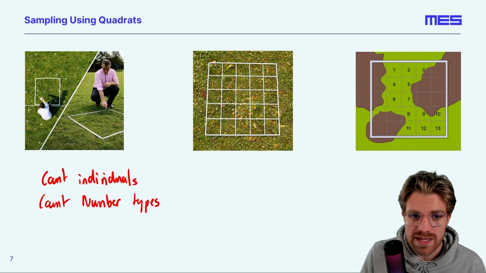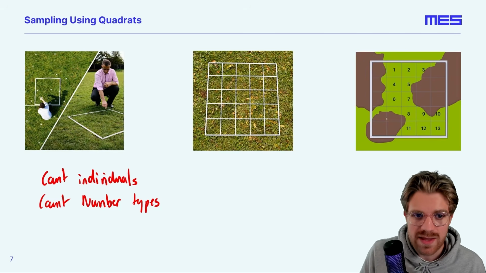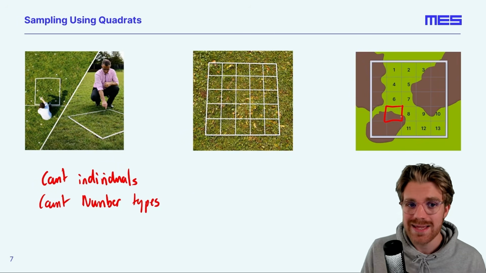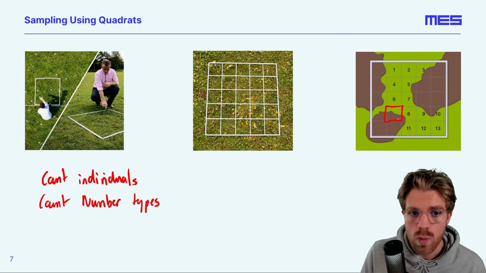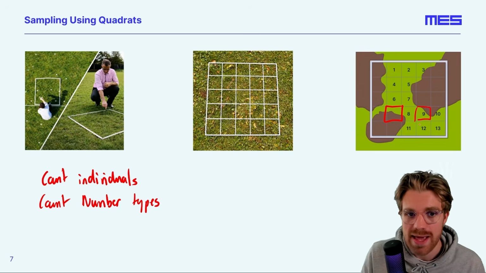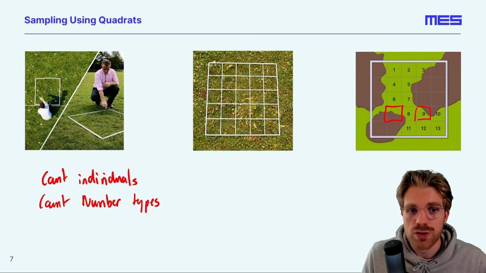The reason why we've done that is because we want to stay consistent with which squares we are counting. Take this square here, for example. We can see that approximately half of the square, slightly more than half of the square, is covered by the brown. Whereas if we look at number 9 here, we can see that less than half of the square is covered by the brown, more than half of the square is covered by the green.